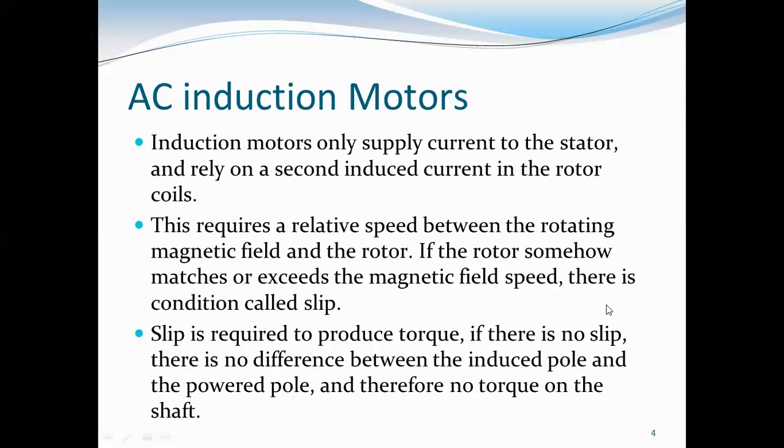The induced pole is nothing but the magnetic field that is produced in the rotor, and the powered pole is nothing but the field system, the stator, which is provided with input supply. Therefore, if any difference is there between these two, there is a slip. With respect to the slip only, the torque is produced. Therefore, if there is no difference, there is no slip.